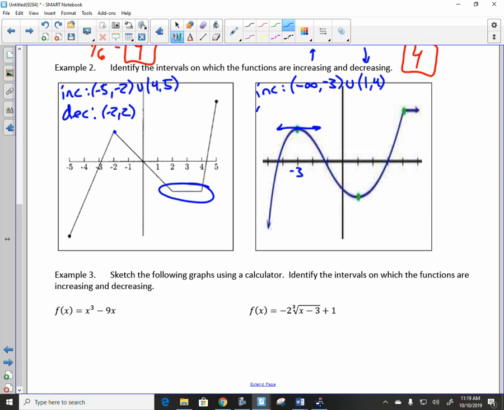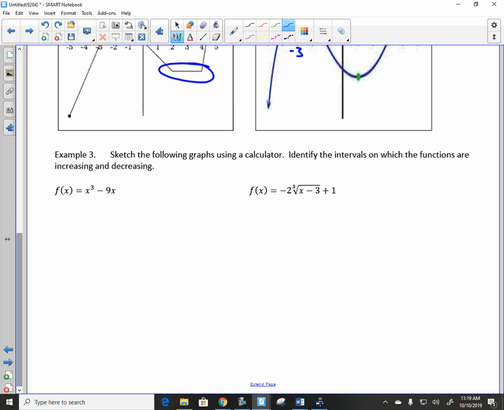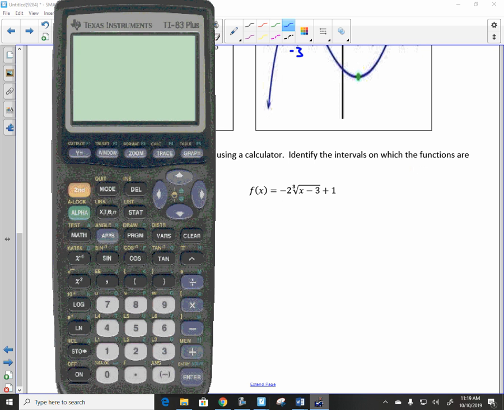It's decreasing in between negative 3 to 1. So again, we do not put brackets because neither is happening at those spots. Take out your graphing calculator. What I really want you to be able to do is, I set that up for you so you can then do these two problems.